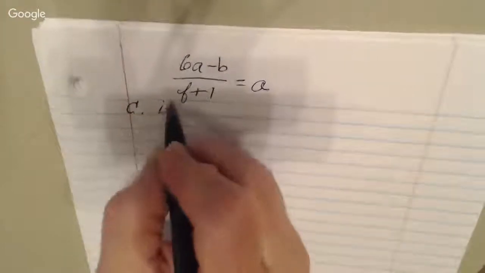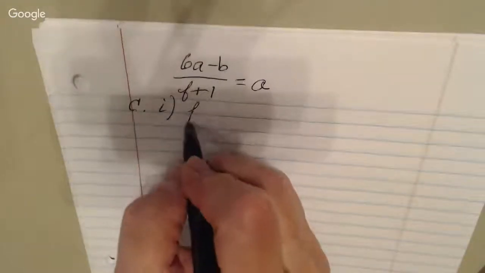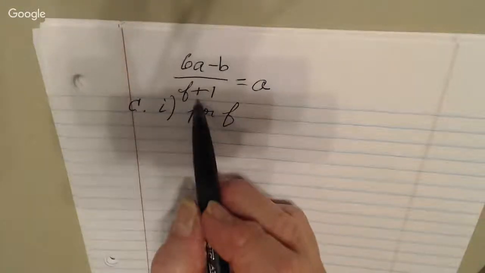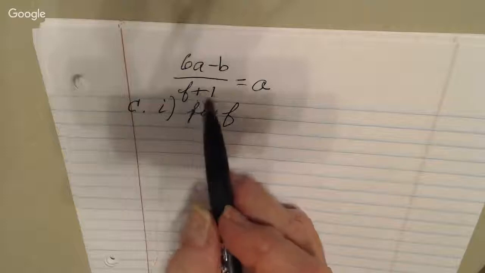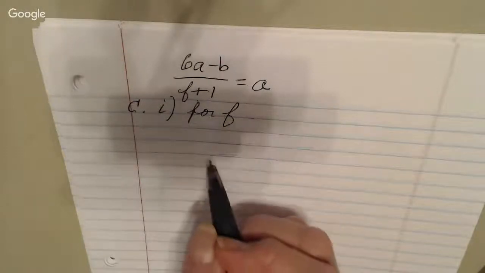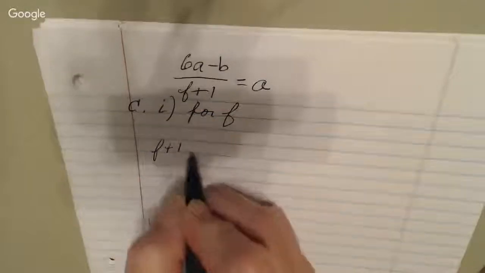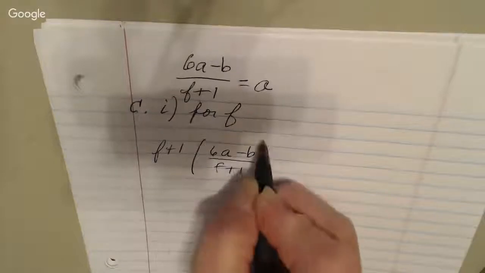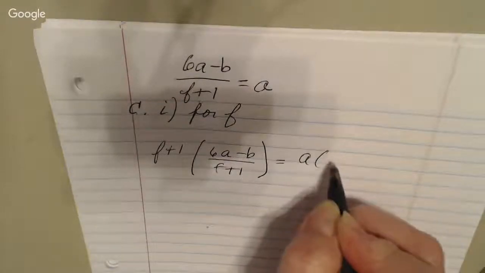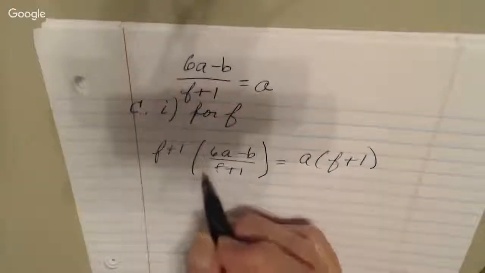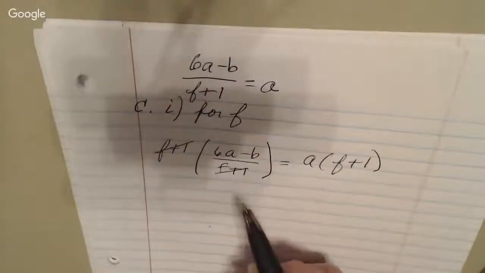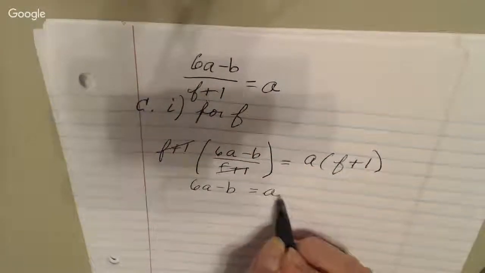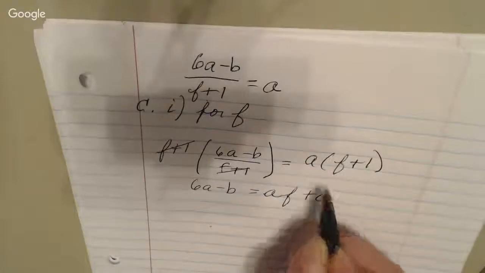And for the I part, we're going to do it for f. So we got to get rid of the fraction. And my common denominator is just f plus 1 because that's the only denominator I have, right? So I'm going to multiply everything by f plus 1 times 6a minus b over f plus 1 equals a times f plus 1. Well, over here we can see very clearly that those cancel. So we have 6a minus b equals, and now I can distribute my a, so I'm going to have af plus a times 1 is a.